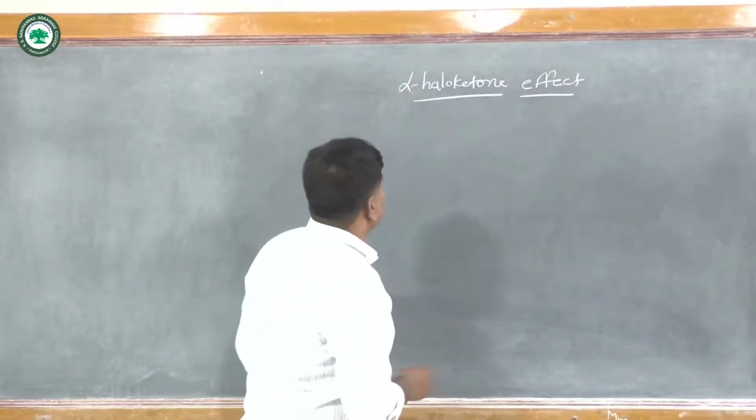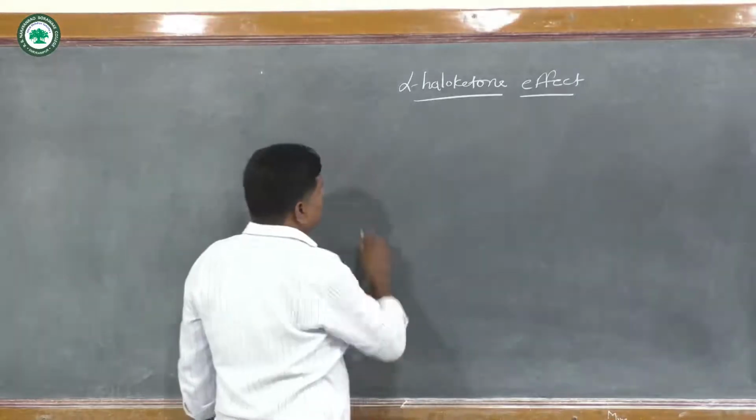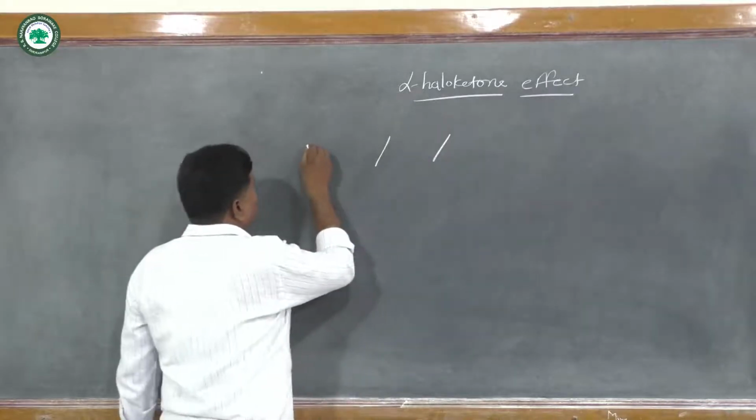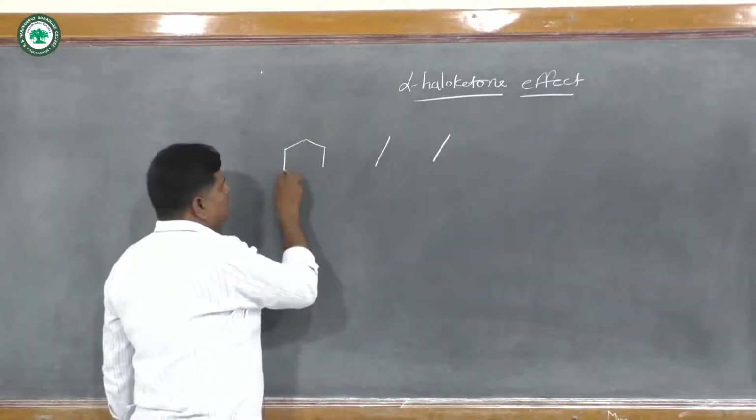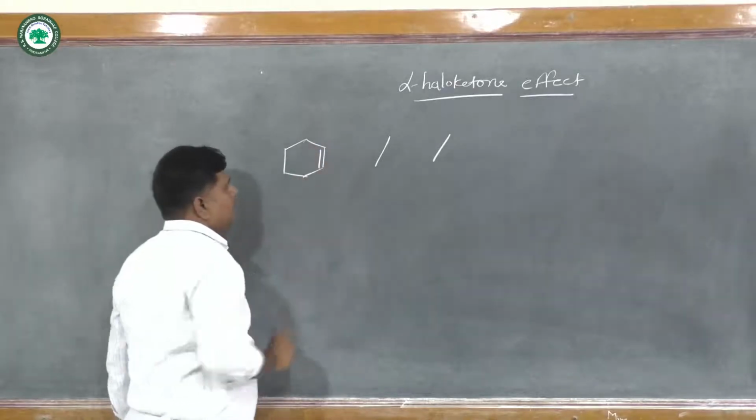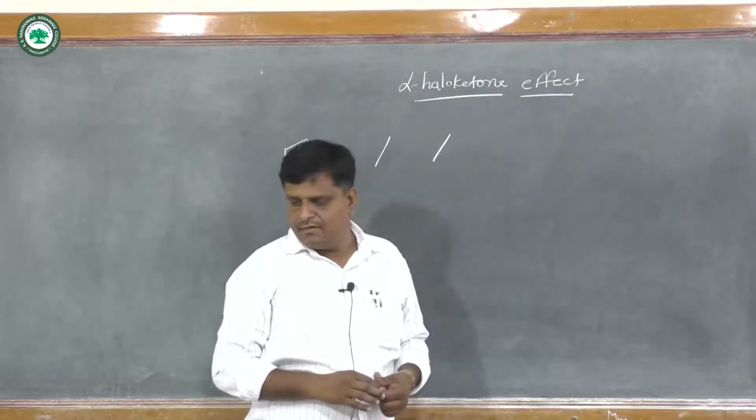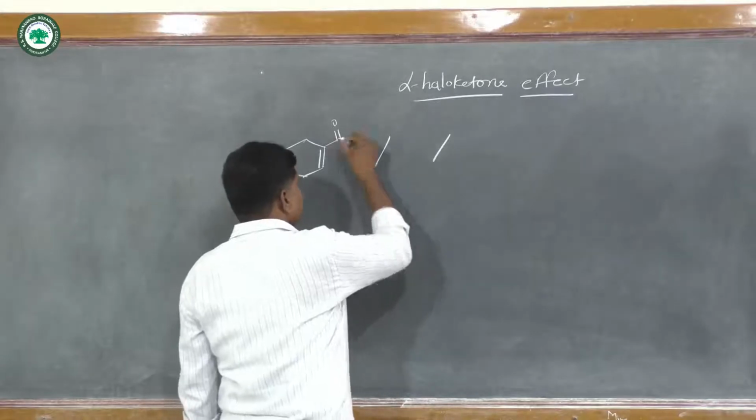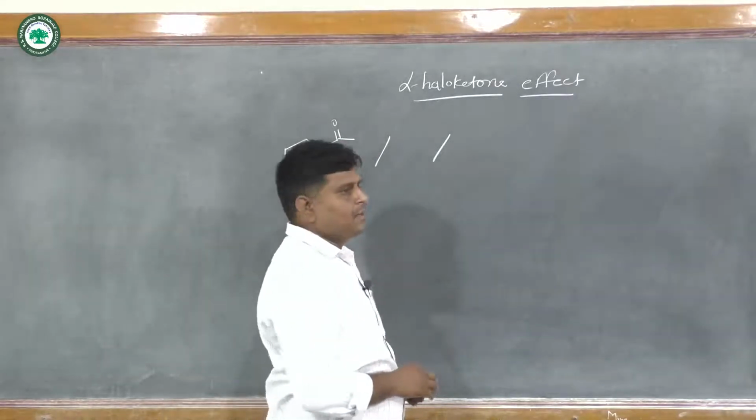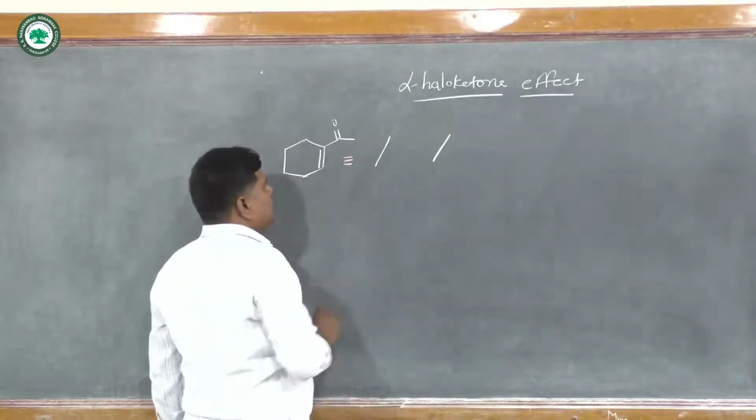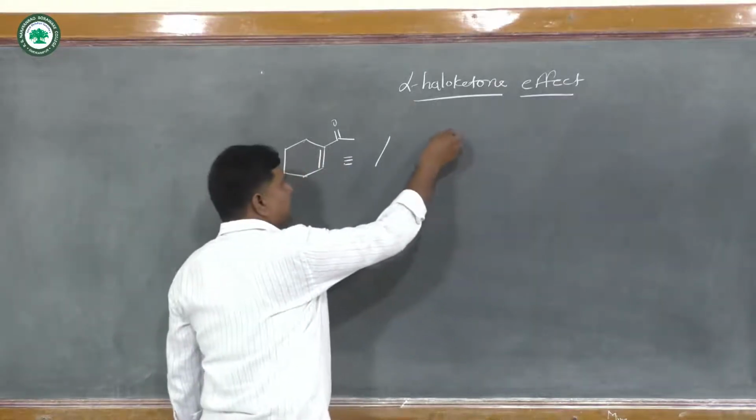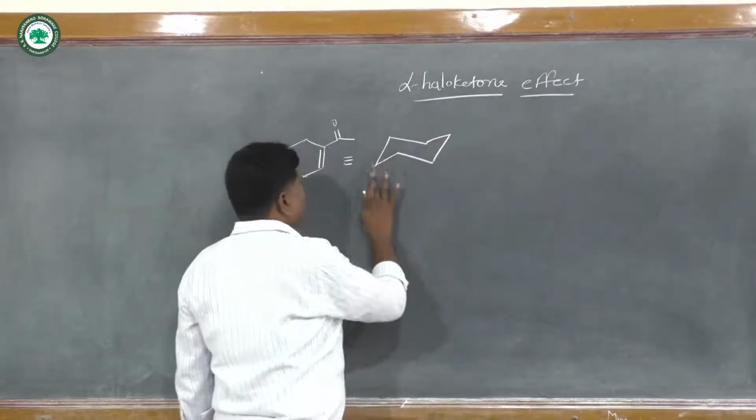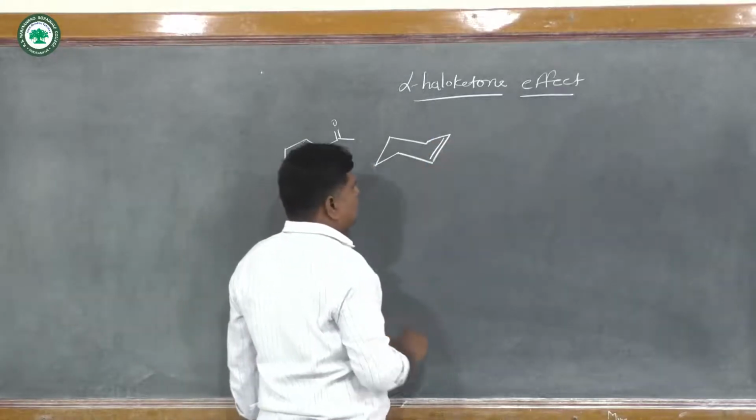So first we try to draw the structure. First I would like to draw acetyl cyclohexene. So this is the simple structure of acetyl cyclohexene, and when that planar conformation is converted into the chair conformation, at that time we have this type of structure.